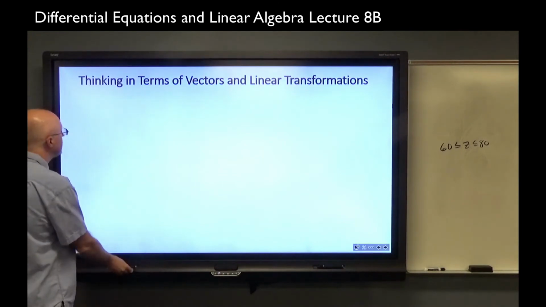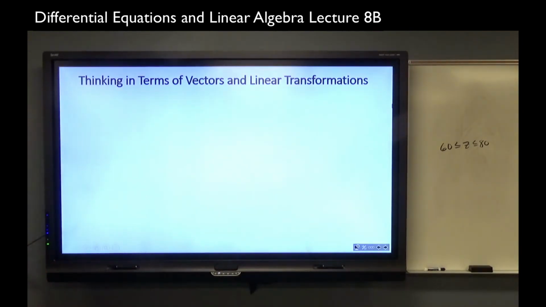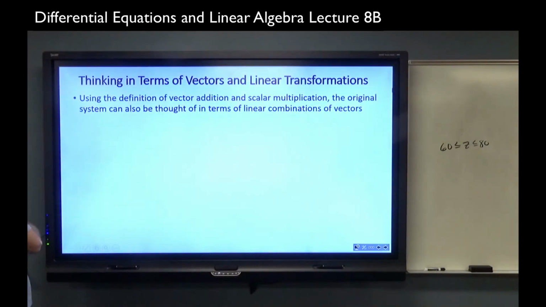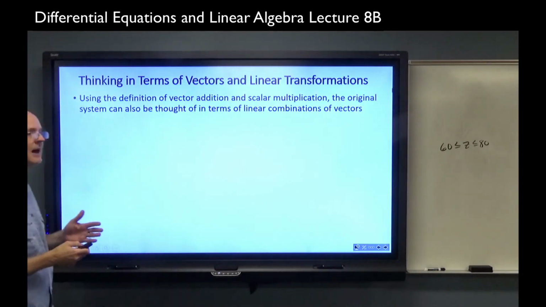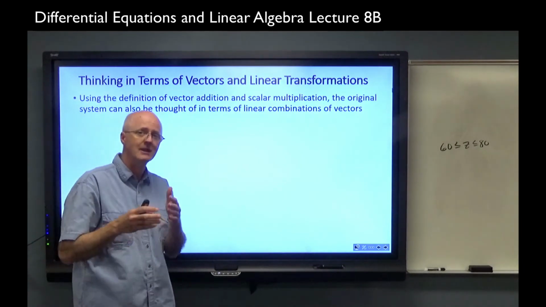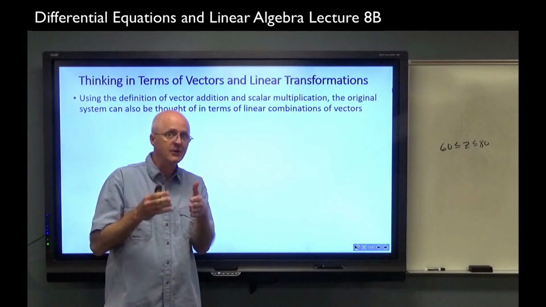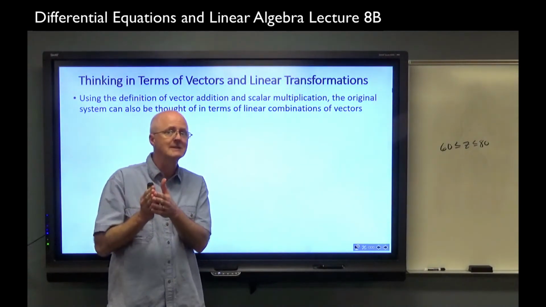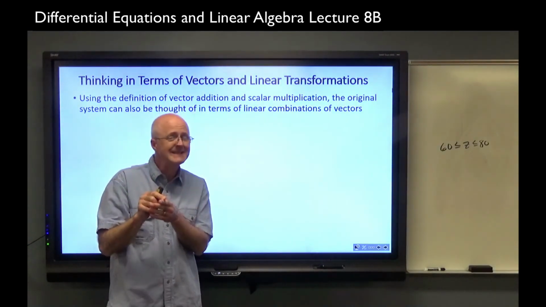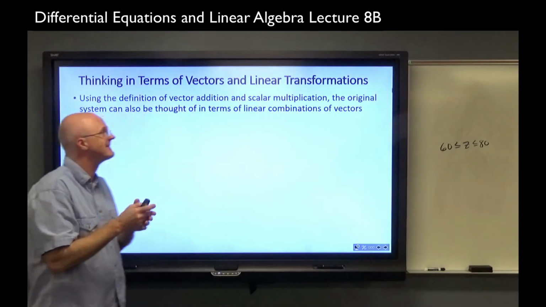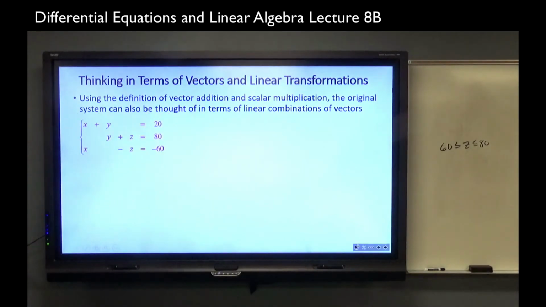All right, take a breath. Gotta go a little faster here. Thinking in terms of vectors and linear transformations, using the definition of vector addition and scalar multiplication, the original system can also be thought of as a linear combination of vectors. Do you remember that from lecture 7b? We talked about matrix vector multiplication in terms of linear combinations of the columns of the matrix, where the entries of the vector were the weights. And that can be brought to bear here.